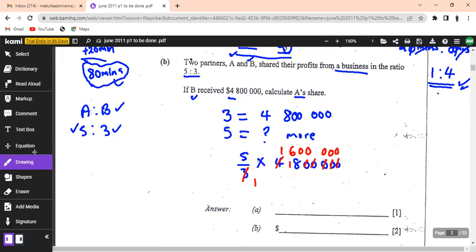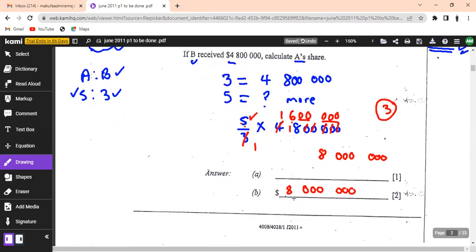Okay, so now we have to multiply, but as you can see, multiplying by 5, these zeros here are going to remain as they are. That is 1, 2, 3. And we've got these 2 here, which is 1, 2. Okay, so let's multiply 5 times 6 here. That is a 30. We're going to have our 3 here. Then 5 times 1, which is 5, plus 3, which is going to give us 8. So this one is going to have $8 million. That is our partner A. So you got $8 million according to the ratio that they are given.